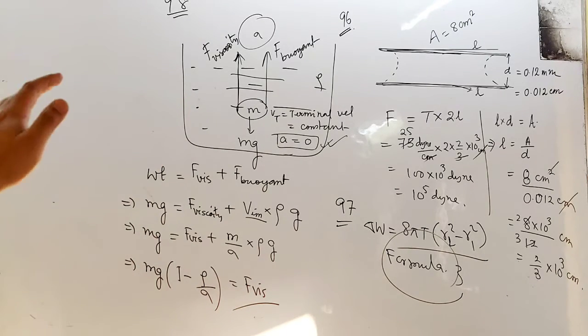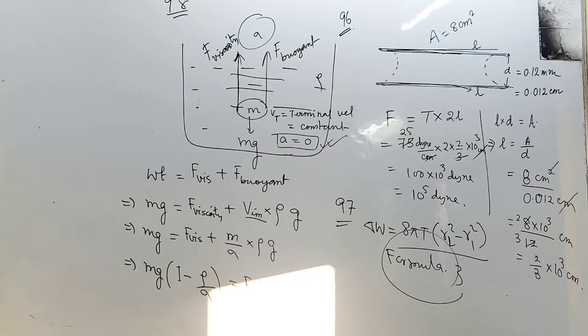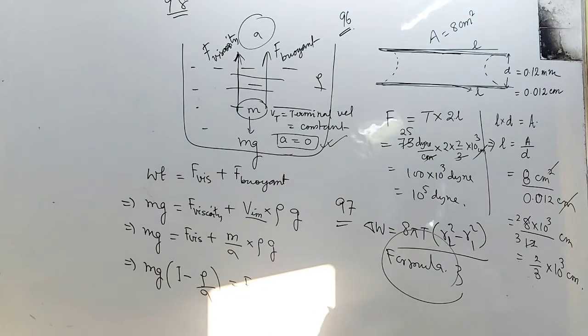Question: what are the downward acting forces? mg. What are the upward acting forces? Viscous force plus buoyant force. The density of the liquid is sigma and the density of the object is rho. According to your diagram, your answer should be like this. If you go through your exact question, it will be inverted. Your sigma will come in the numerator and rho will come in the denominator.